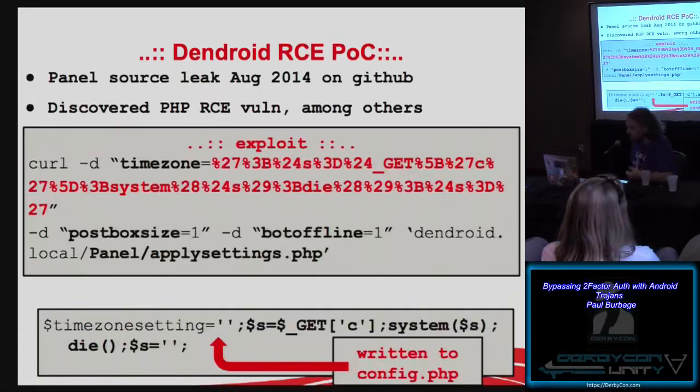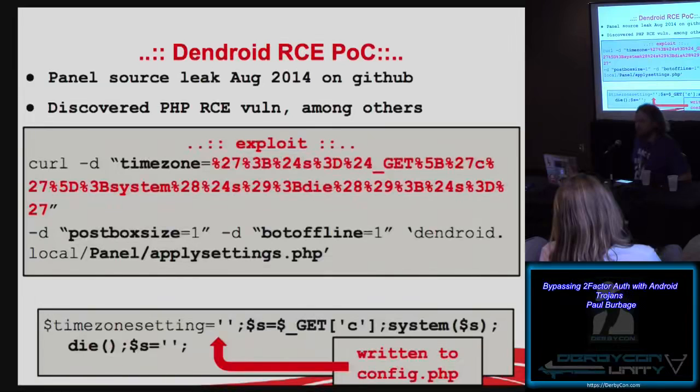So I immediately pulled down that panel that weekend, and discovered a remote code execution vulnerability, among others, including SQL injection and persistent cross-site scripting. So essentially how it works, the applysettings.php file writes any code to config.php. So by sending a specially crafted POST request to applysettings.php, that is then written to the config.php file. So with subsequent requests to config.php, you have remote code execution.